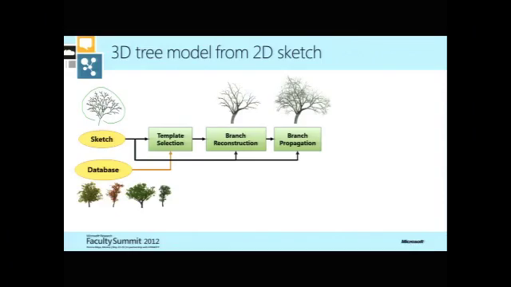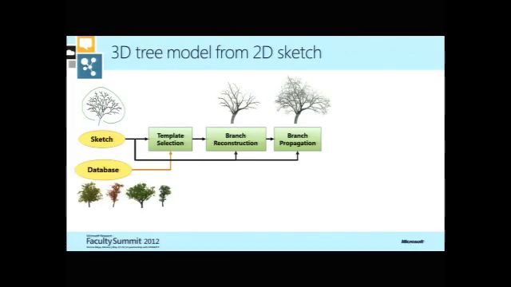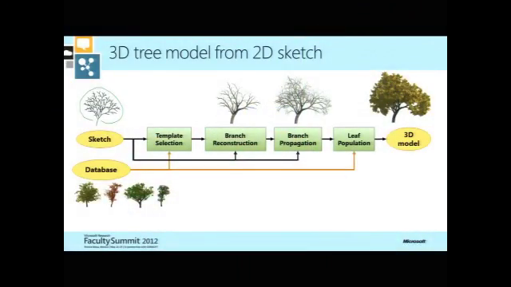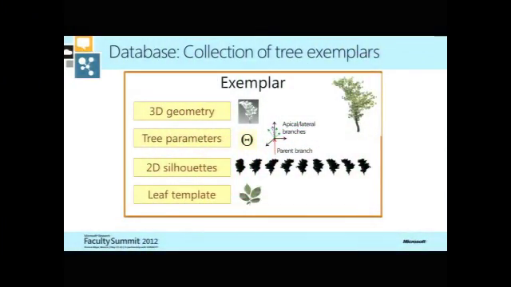And you can grow the branches, similar to how I explained earlier, and you can just add leaves. And the leaves, again, are part of the exemplar in the database. So this is what the exemplar looks like. You have a 3D geometry. It could be scanned, or it could be a model that you generate on your own. And the tree parameters are essentially angles between the parent branch and the child branches. And we assume that these angles are Gaussian distributed.